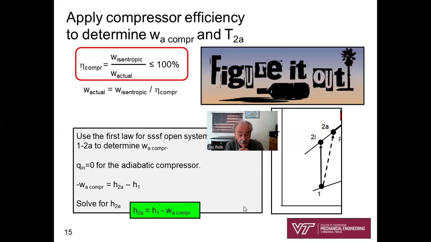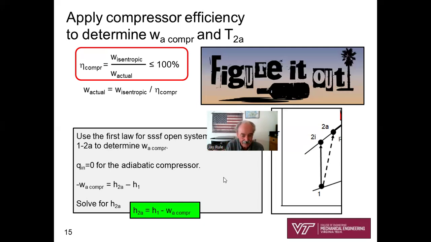All right. So now you're getting somewhere because you need W net. You're halfway to W net. Looking ahead to the combustion chamber process, do you see that you're going to need h2a? Do you see you're going to need h2 actual going into the combustion chamber to calculate how much heat is added?